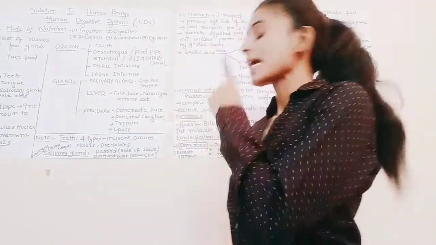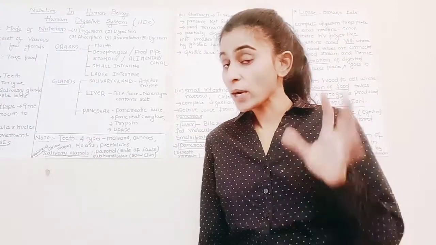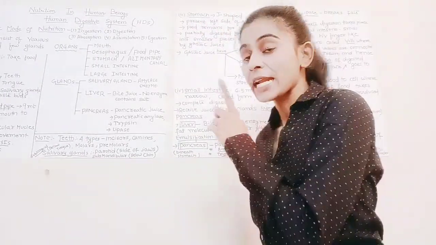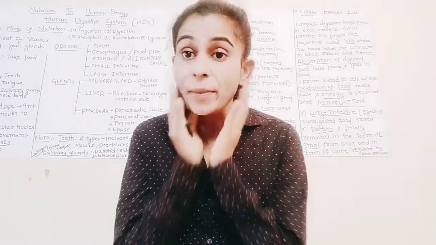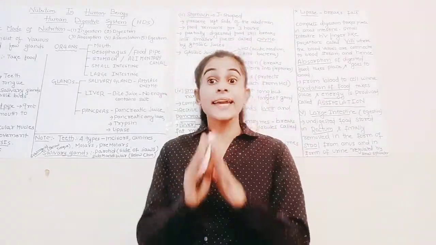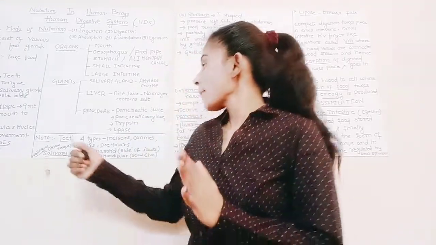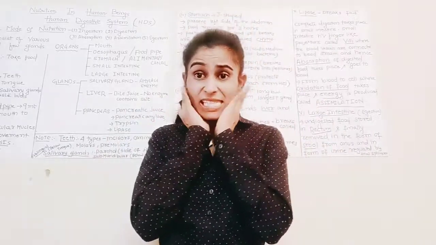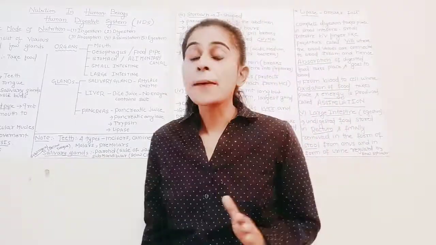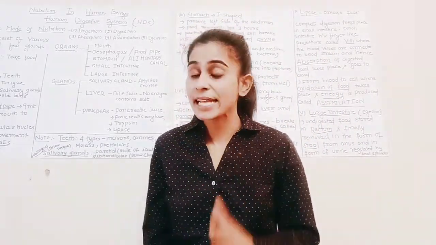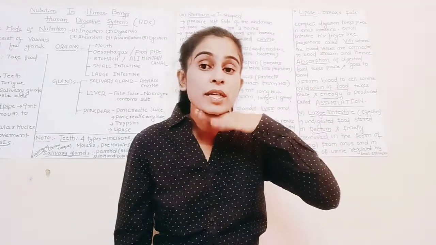These salivary glands are of 3 types. What are the 3 types of glands? How many types of salivary glands are there? There are 3 types. The first one is your parotid gland, which is present on the side of the jaw. The second one is your submandibular gland, which is present below the chin.